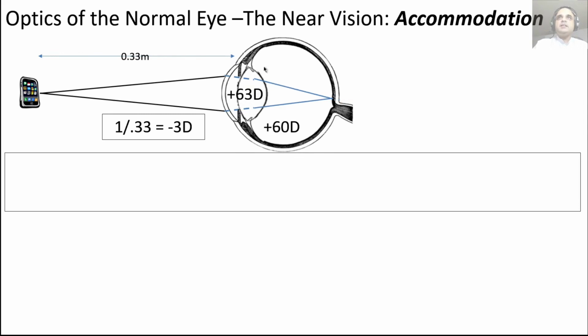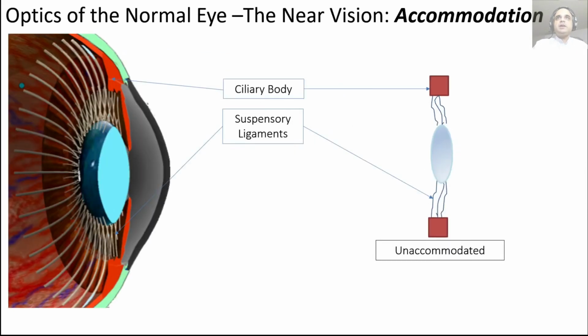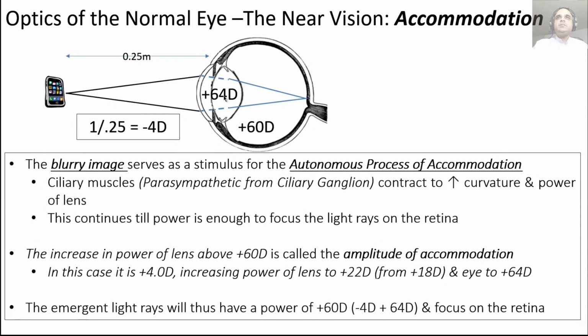So this time the lens only needs to increase its power to 63 and not to 64, because it only needs to neutralize -3. The amount that the eye has to increase its power by is called the amplitude of accommodation, and it would vary depending upon where that near object is. In the previous example, we needed to increase the power of the eye by 4 diopters. So the amplitude of accommodation here was 4, because that's the power that the lens was able to increase the power of the eye beyond 60 diopters.